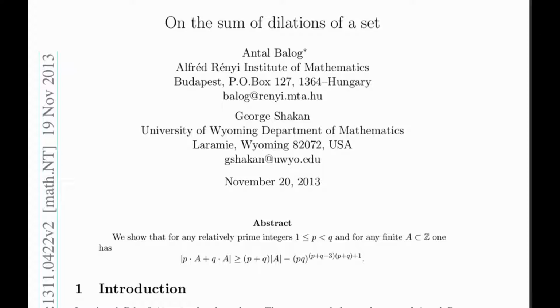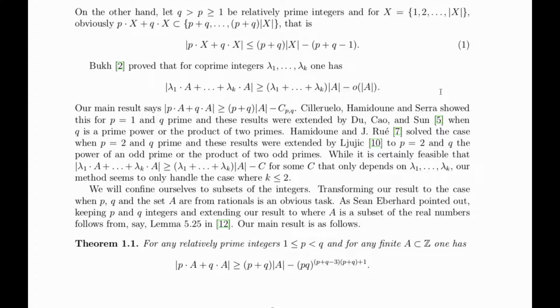We have a pretty short abstract, and if you're seeing the result for the first time, you can just think P is equal to 1. So in that case we show that A plus QA is at least Q plus 1 times the size of A minus a fixed constant only dependent on Q. It turns out that this is best possible, up to the additive constant, as it can be seen by taking A to be an arithmetic progression. And equation 1 is telling us that the arithmetic progression shows that our result is nearly optimal.